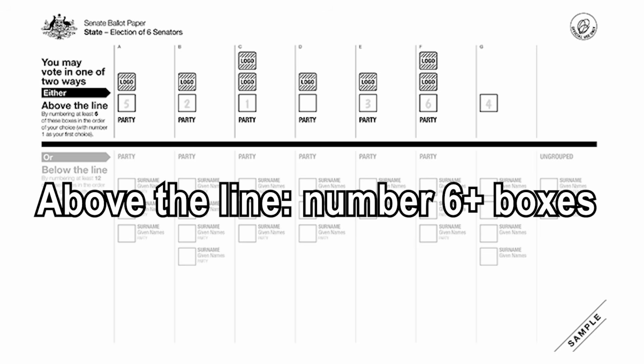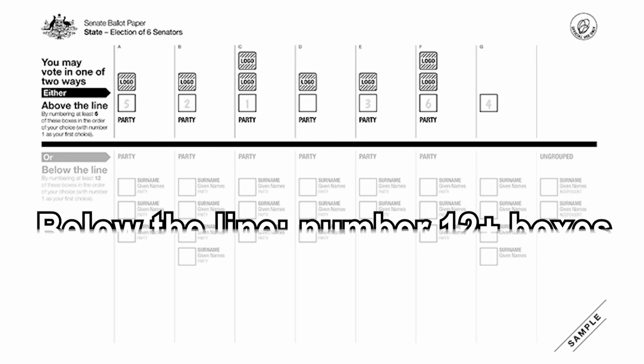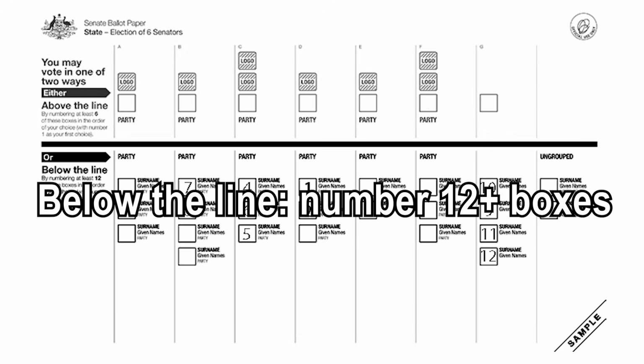To vote above the line, you number at least 6 boxes in the order of your choosing. Feel free to fill in more if you wish. When you vote above the line, your preferences will go to the candidates listed below the line in that group from top to bottom. Parties will put the candidates that they want to have the best chance of winning at the top. To vote below the line, you number at least 12 boxes.